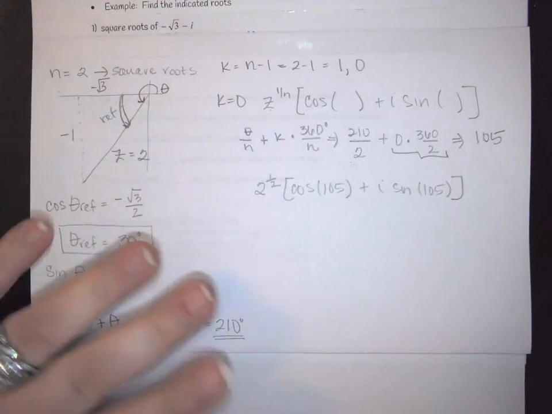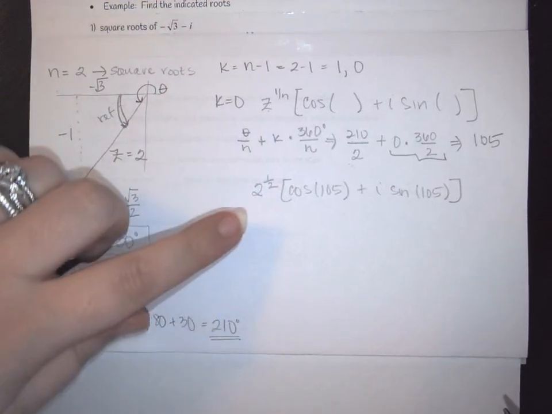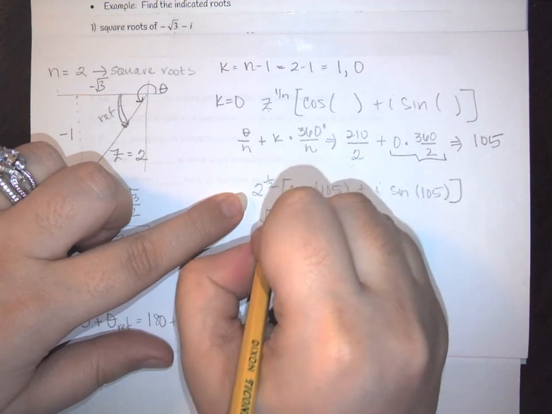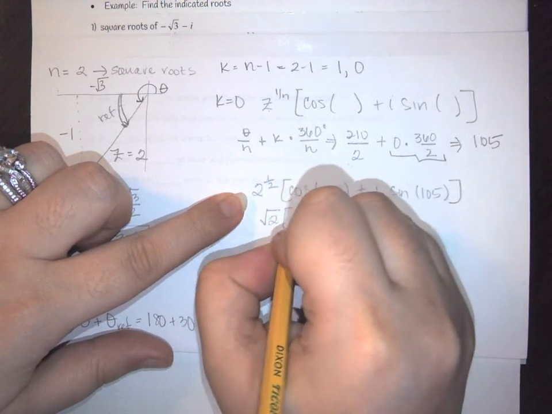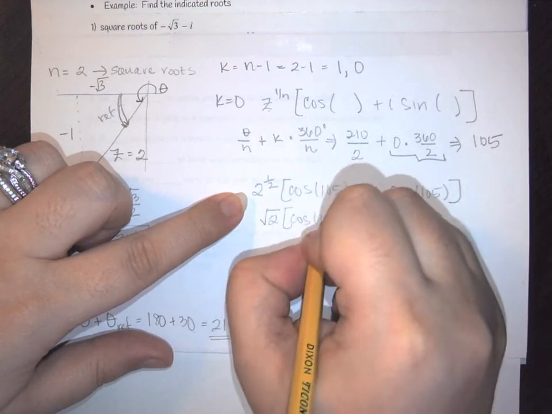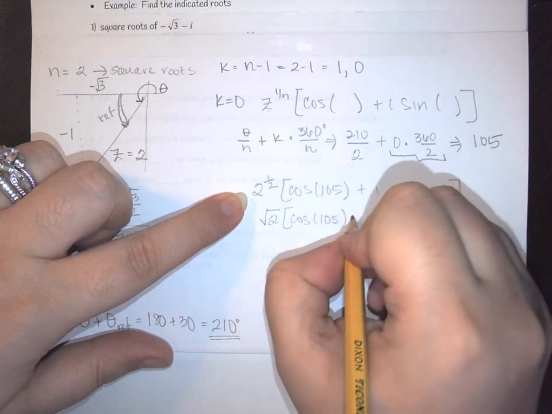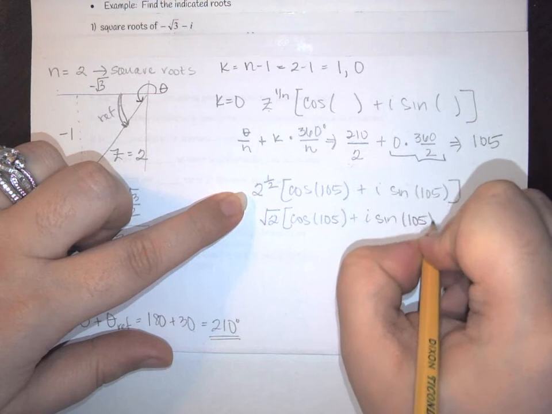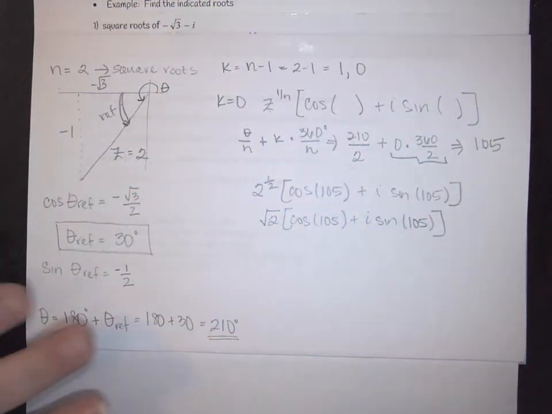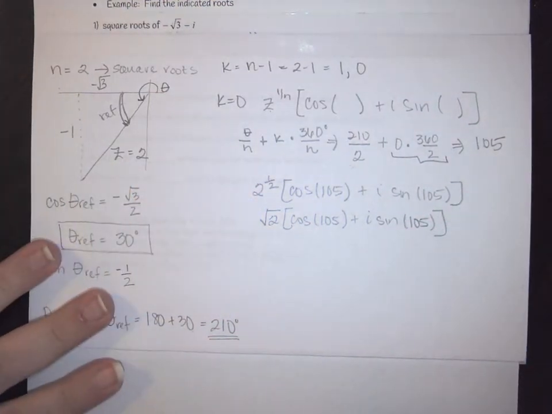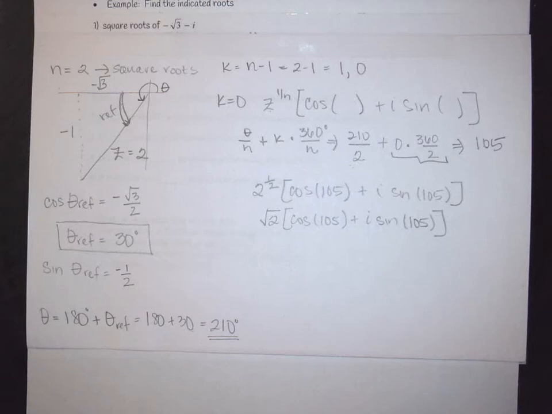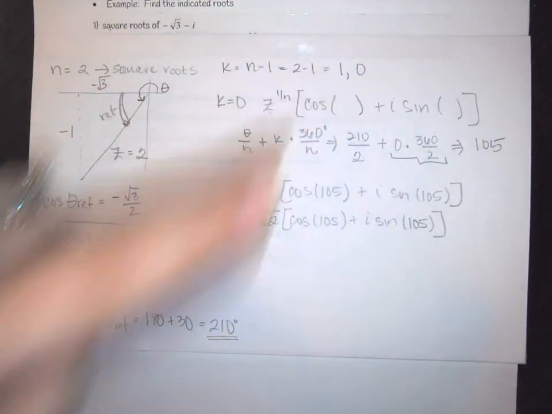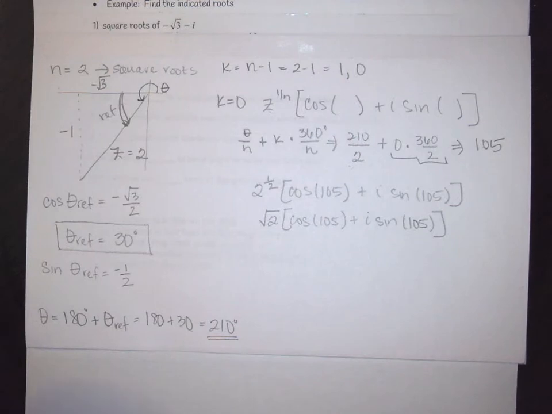And the other way that we like to look at this is we like to rewrite this. So instead of 2 to the 1/2, we would say the square root of 2 times cosine of 105 plus i sine of 105. And there you have it. Now the other piece we have to look at is what happens when k equals 1. Okay, so let's go ahead and take a look at that here.